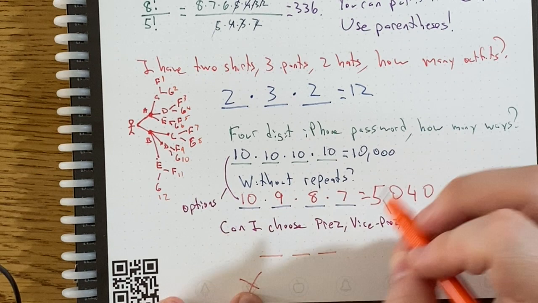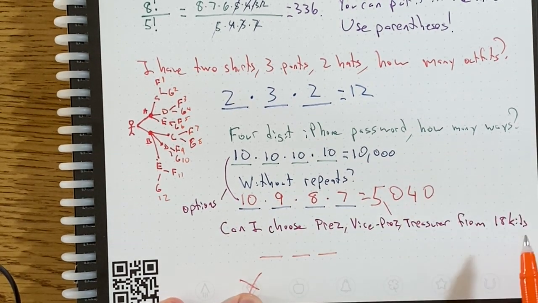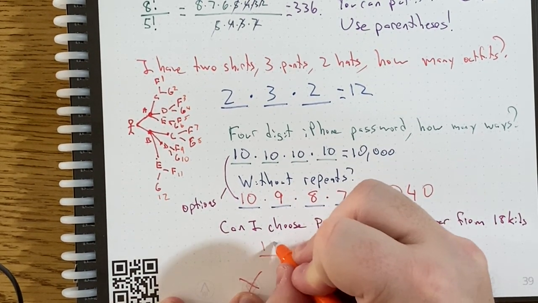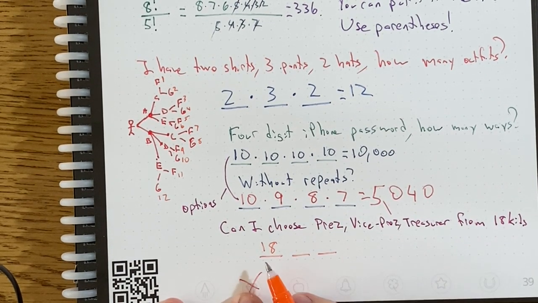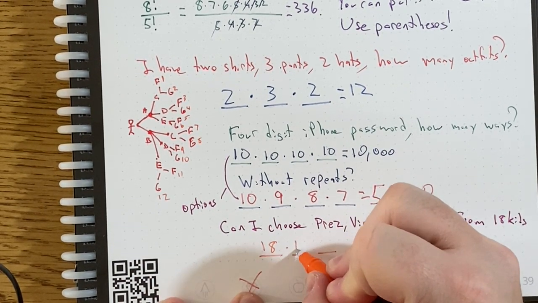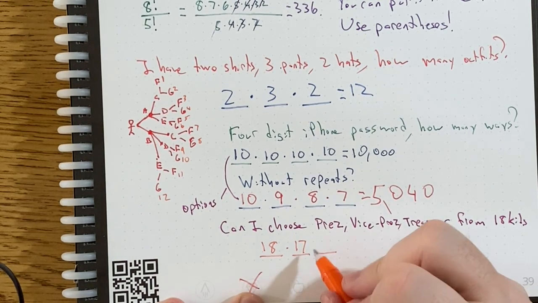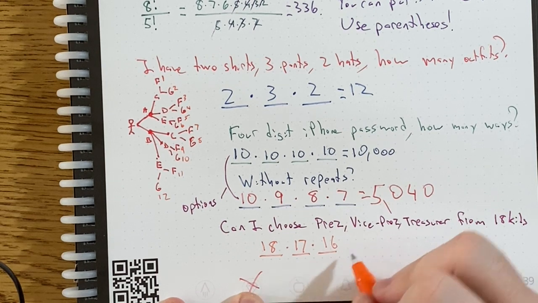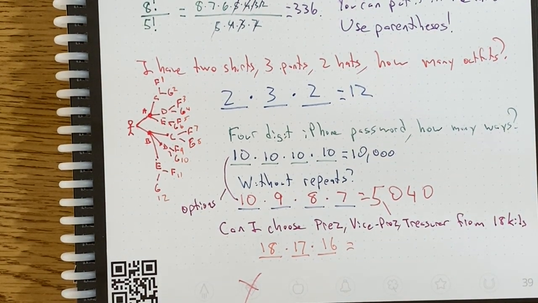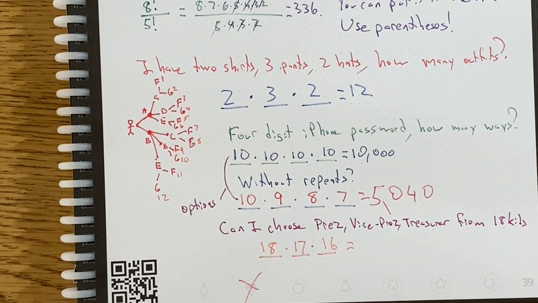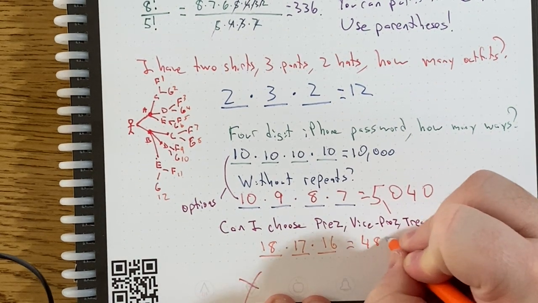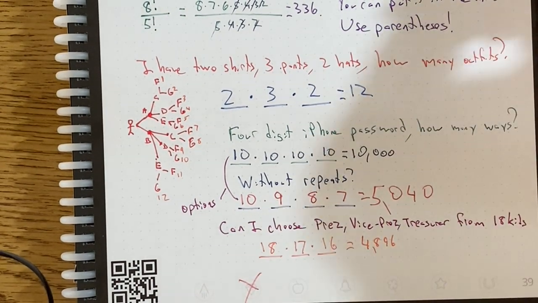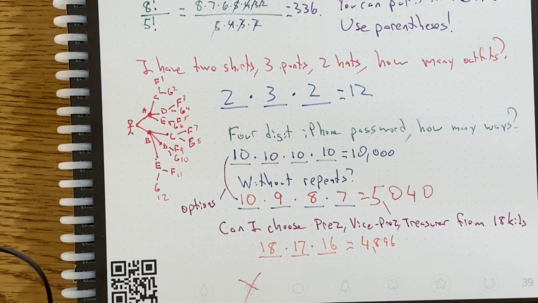The question is, how many people can I choose from for the first one? There's 18, right? People can't be president and vice president, so one person's gone, 17 people left. Lastly, 16 because 2 people have been used. That gives $4,896.